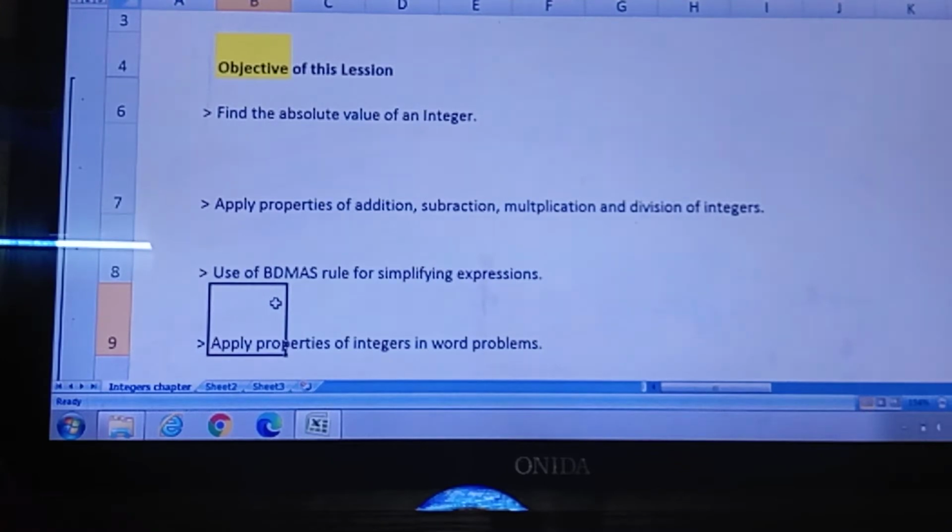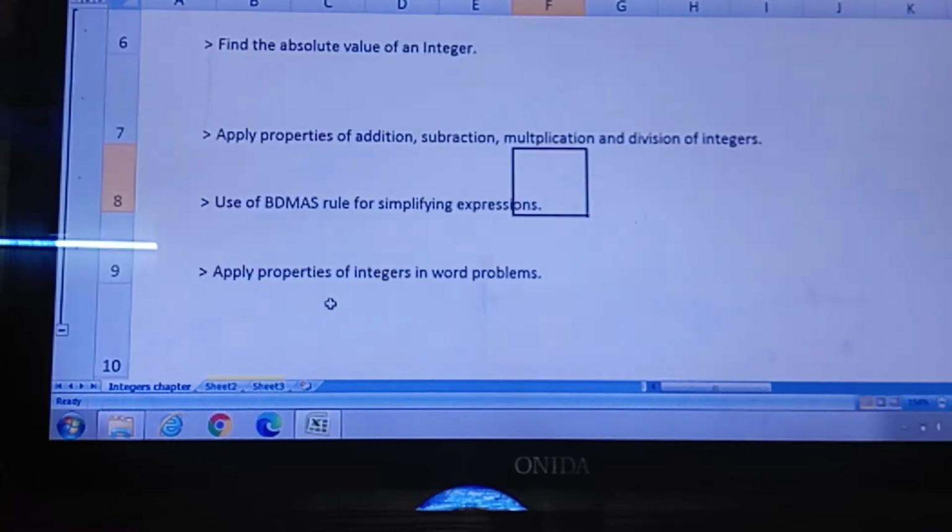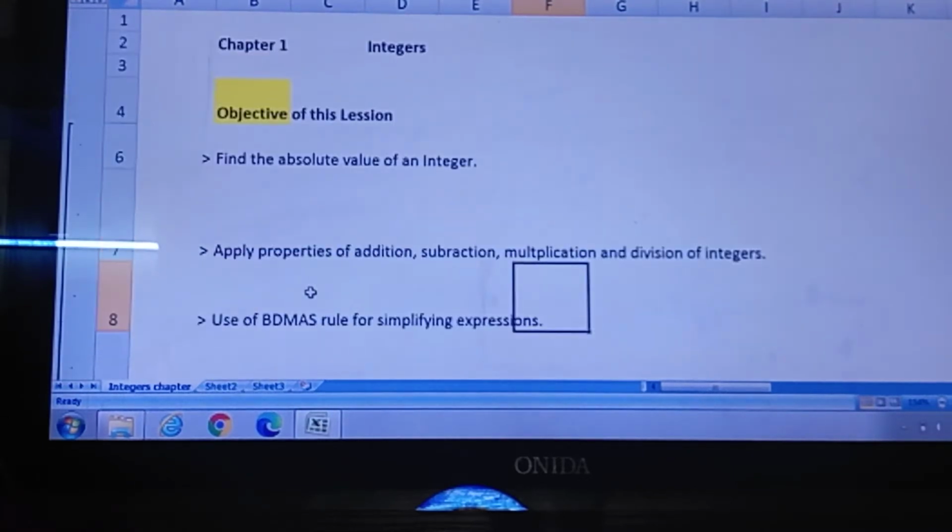The last one will be using the BODMAS rule for simplifying expressions, which I'll come back to later. Then, apply properties of integers in word problems. So these are the 4 things that you should be able to understand once you complete this chapter.